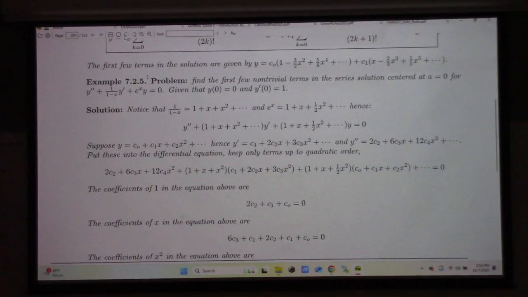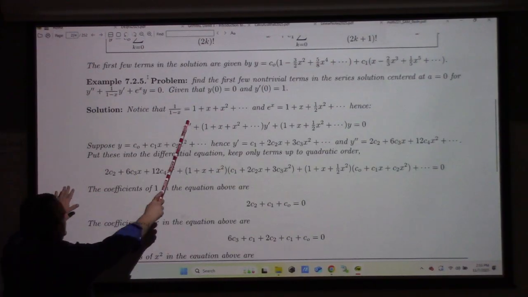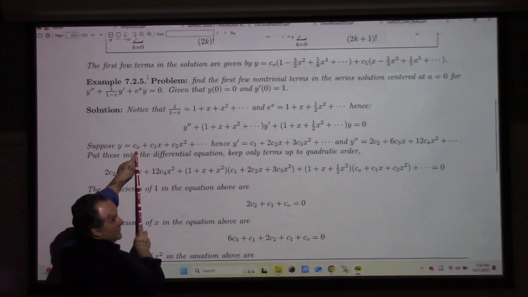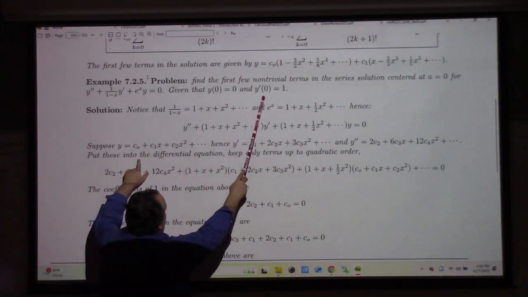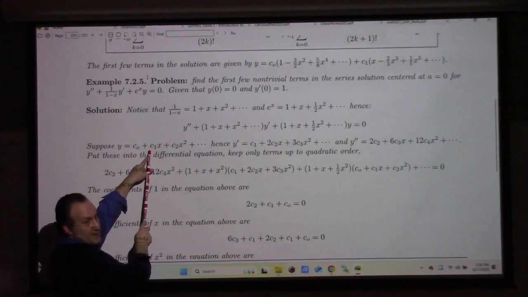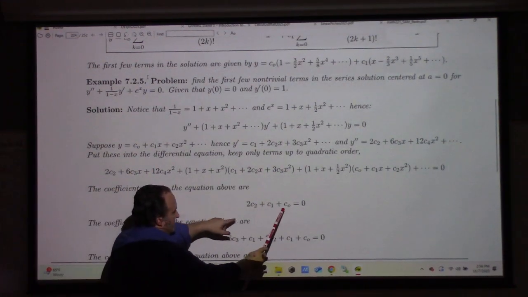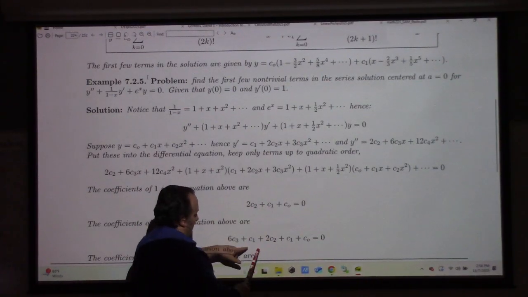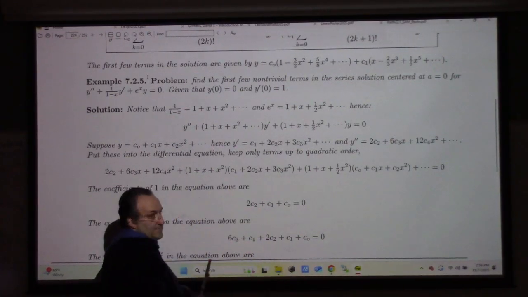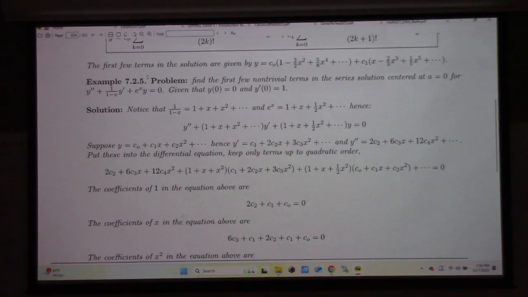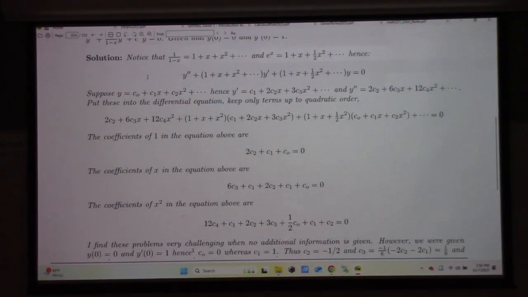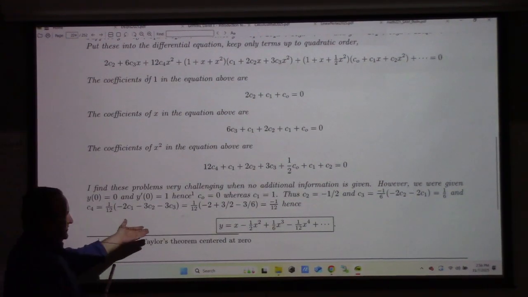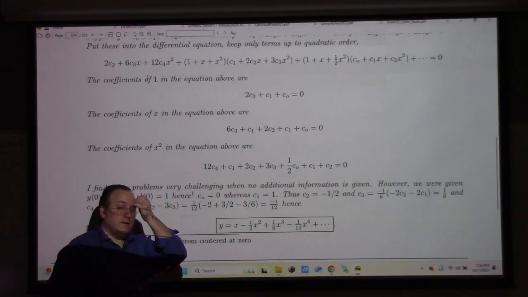But we could have made this easier from the start. See, because up here, y of 0 is 0, right? That tells me, in fact, that c0 is 0. And y prime of 0 is 1. That actually tells me c1 is 1. So then I can put those into here. c0 is 0, c1 is 1. Apparently c2 is minus a half. And so forth. So when you put those in, we get this as our solution up to order 4, right?